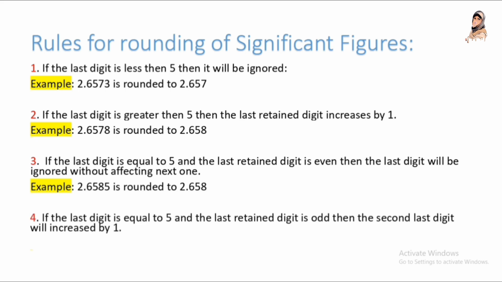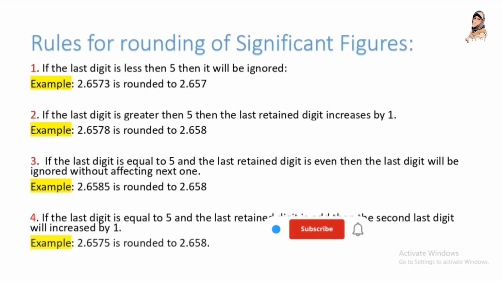Rule number 4, if the last digit is equal to 5 and the last retained digit is odd, then the second last digit will increase by 1. For example, 2.6575 is rounded to 2.658.